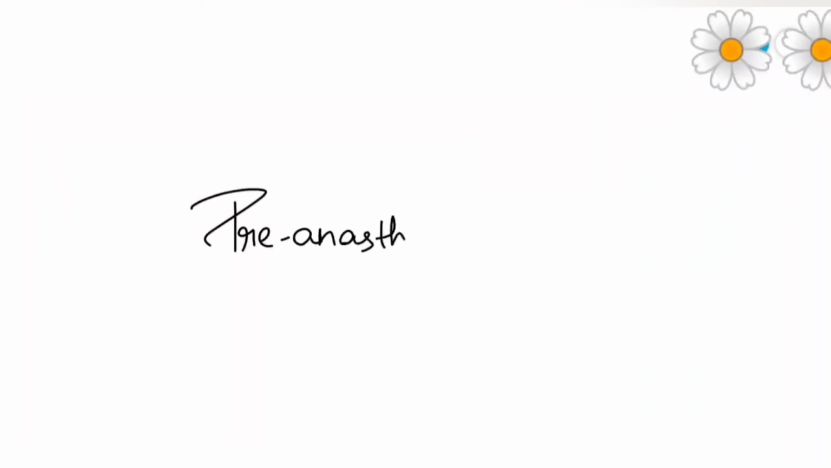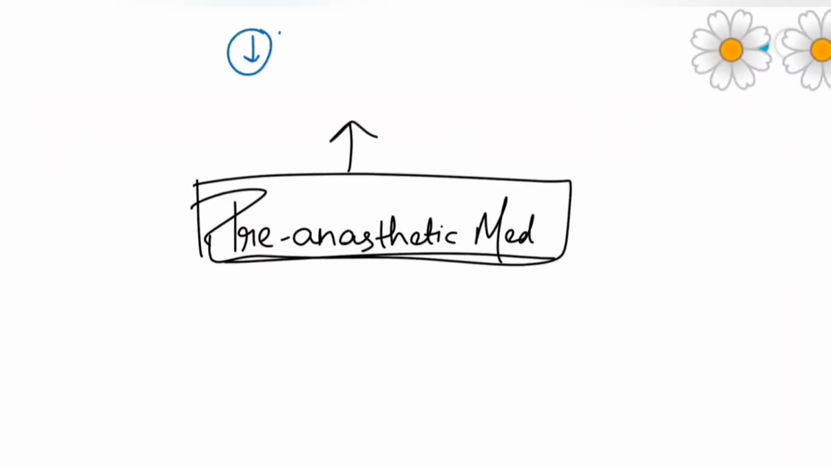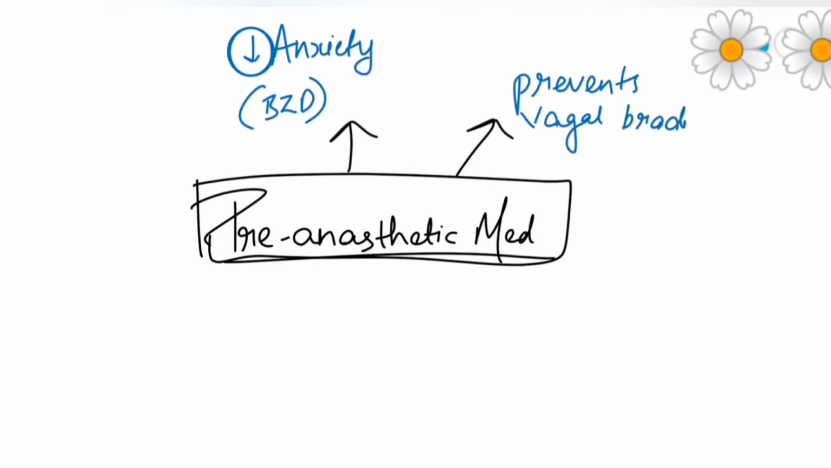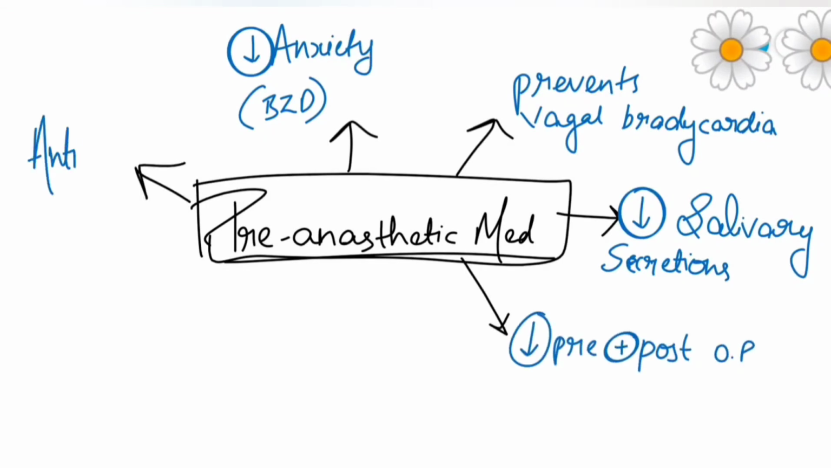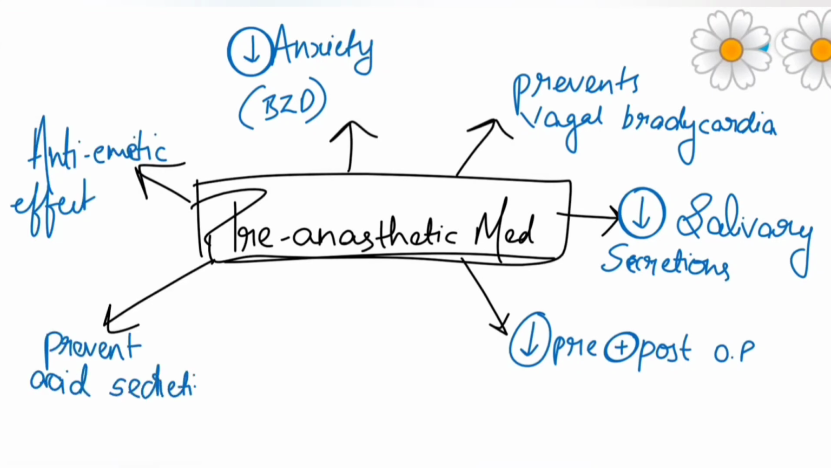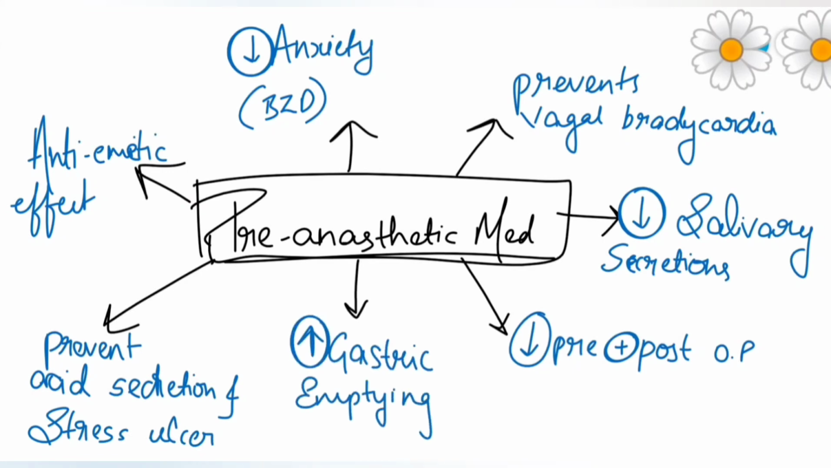Let's speak about the summary here. Pre-anesthetic medications, its objectives: we know the first, it mainly tries to reduce your anxiety, like the benzodiazepine diazepam. It prevents your vagal bradycardia. It tries to decrease your salivary secretions, and also it tries to relieve your pre and post-operative pain. And the anti-emetic effect, it tries to decrease the vomiting. It prevents your acid secretion and stress ulcers. The sixth and the last is it mainly tries to hasten the gastric emptying time before any emergency surgery. So these are the six important points.